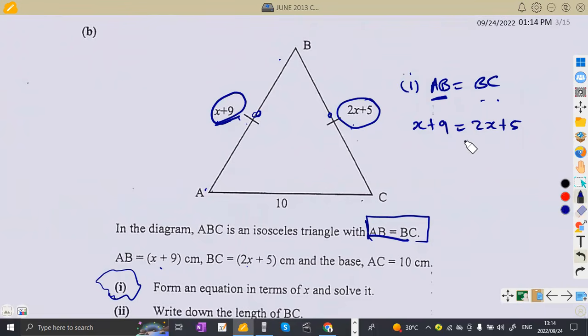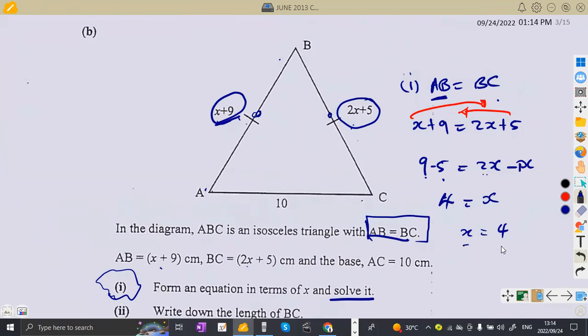We have formed an equation, and now we have to solve it, which means we have to find X. We can transpose the 5 to the left-hand side, where it becomes negative, so 9 minus 5 is equal to 2X. The X goes to the right-hand side as minus X. So 9 minus 5, which is 4, is equal to 2X minus X, which is 1X. So X is equal to 4.